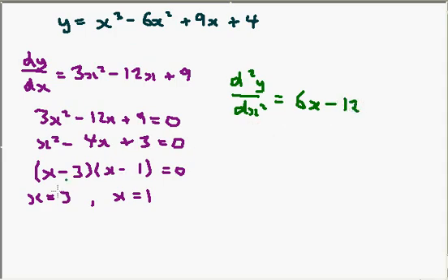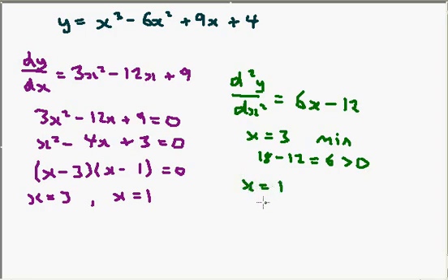And I substitute in turn the two stationary points. So when x is 3, okay, I get 6 lots of 3 is 18, take away 12 is 6, which is greater than 0. If your solution is greater than 0, then that means this is a minimum. And when x is 1, we get 6 times 1 is 6, take away 12 is minus 6, which is less than 0, so x is 1 is a maximum point.